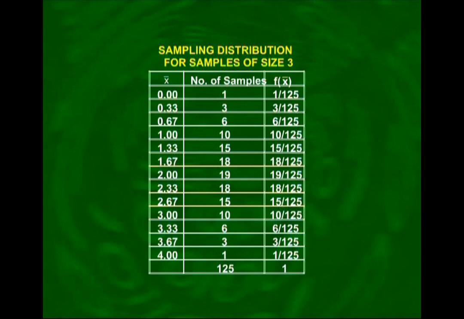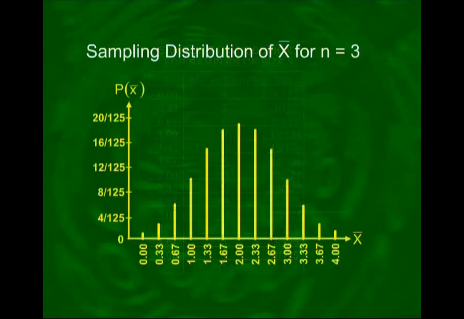This time the values of X bar are 0.00, 0.33, 0.67, 1.00, and so on. And the frequencies are 1, 3, 6, 10, 15, 18, 19, 18, 15, 10, 6, 3, and 1. Dividing each of these numbers by 125, we obtain the probabilities. And when we plot these on a graph paper, we find that even now our distribution is absolutely symmetrical, but it is very important to note that unlike the earlier one, which was triangular, this particular distribution is more like a normal distribution. Students, I would like to encourage you to work on this problem on your own.